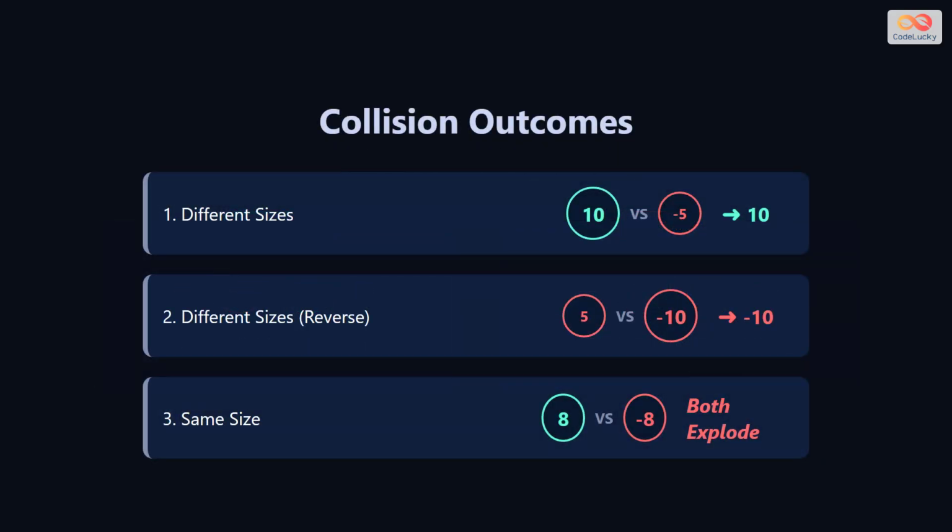When a collision occurs, the outcome depends on the size. If the asteroids are different sizes, the larger one survives and the smaller one explodes. If they are exactly the same size, both asteroids explode and disappear from the row.